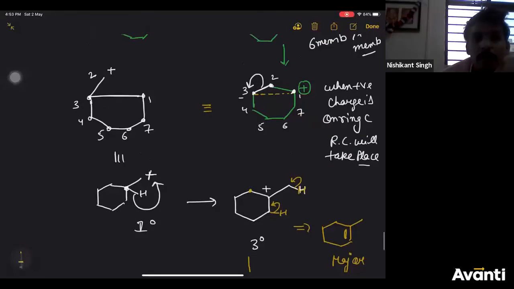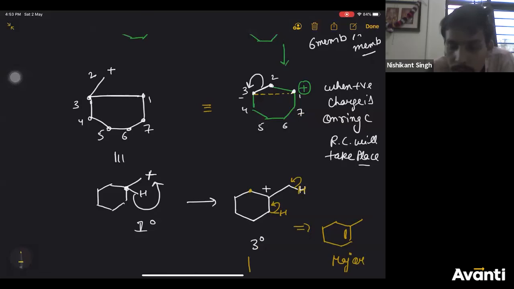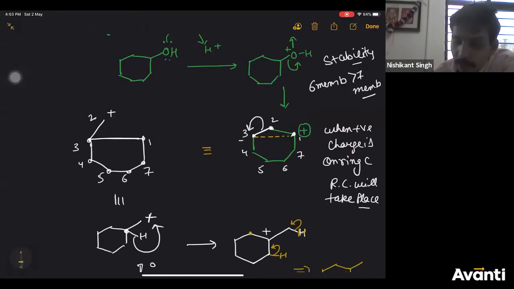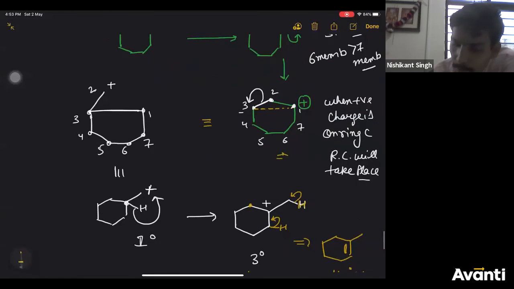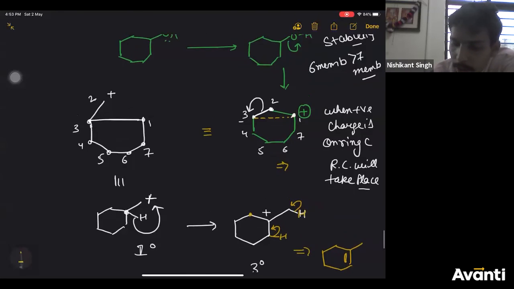Last two steps. I'll repeat the mechanism again. I don't know which are your last two steps because there are so many steps. There is no numbering of the steps. So till here, I'm hoping no problem. So what will happen? This is a 7-membered carbocation you will get.